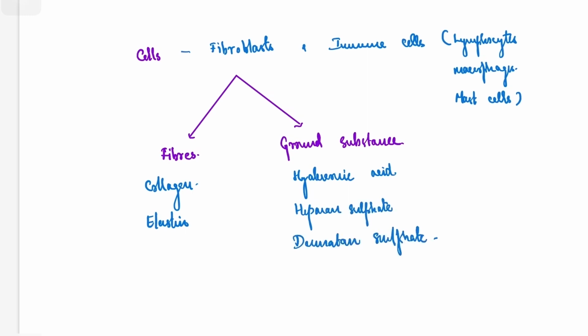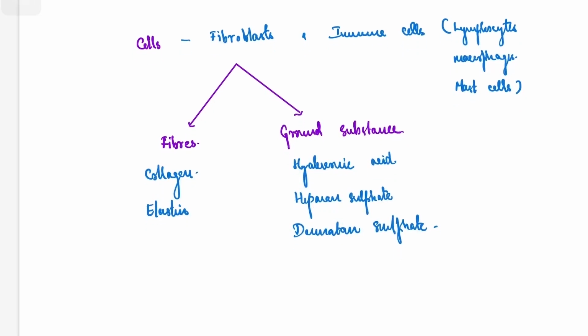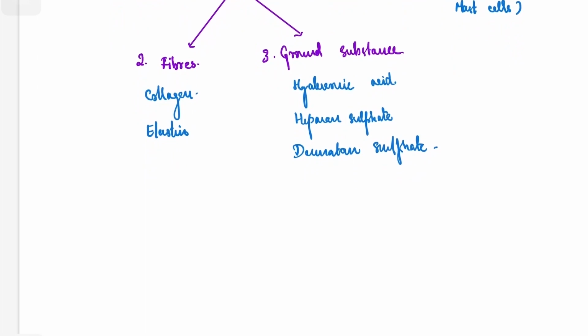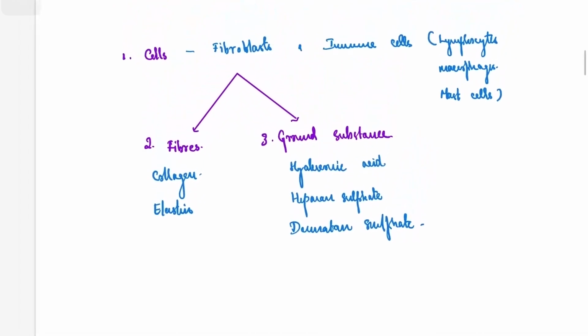So dermis is made up of two layers, papillary dermis and reticular dermis. And the dermis is made up of three important things. First is cells, second is fibers, and third is ground substance. Cells include fibroblasts and immune cells. And the fibroblasts synthesize the fibers and the ground substance. The fibers include collagen and elastin. The ground substance includes hyaluronic acid, heparan sulfate, and dermatan sulfate. Okay, this is about the dermis.